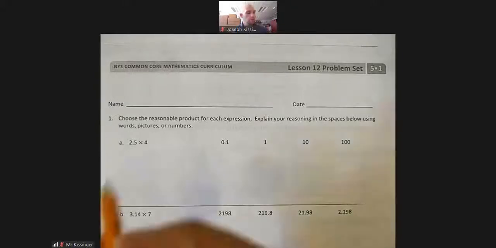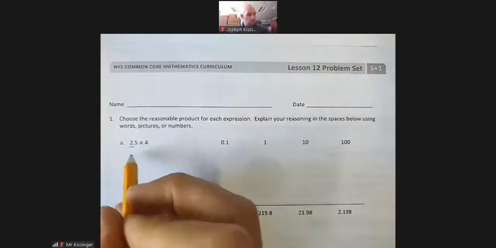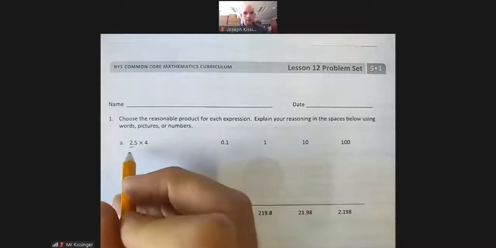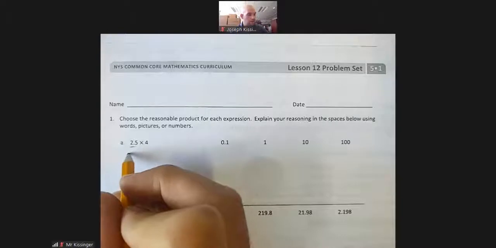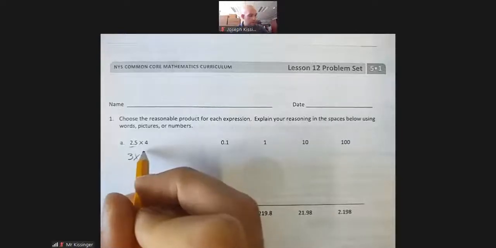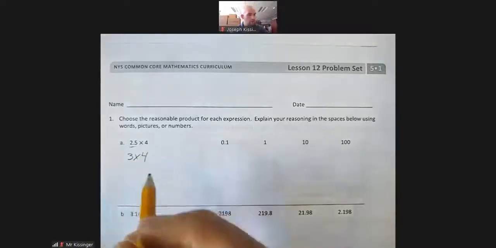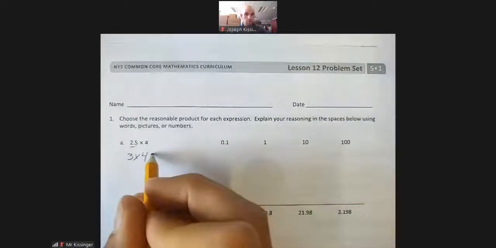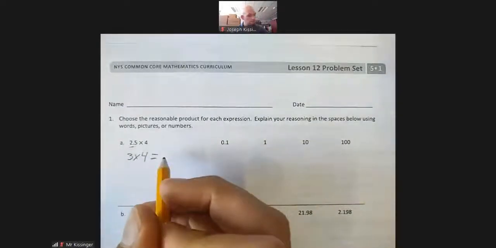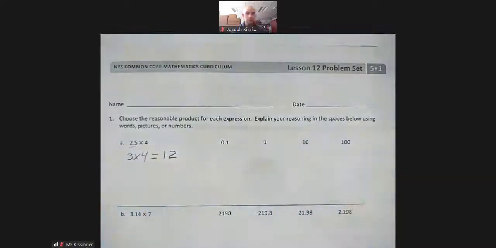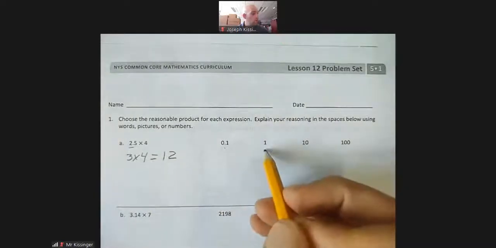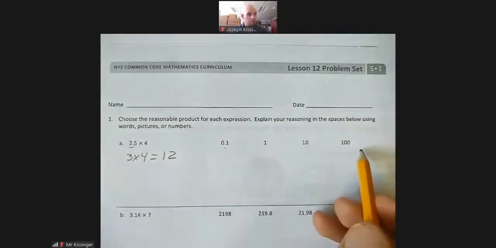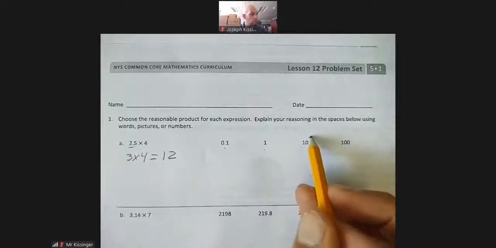So 2.5 we can round to 2 or we can round it to 3. Because it ends in 5, let's round it up. We'll make that a 3. And then we don't need to round 4 because we can do 3 times 4. 3 times 4 equals 12. Now, we need to figure out which one of these options is closest to 12. 0.1 or 1/10, 1, 10, or 100. Well, 10 is pretty close to 12.